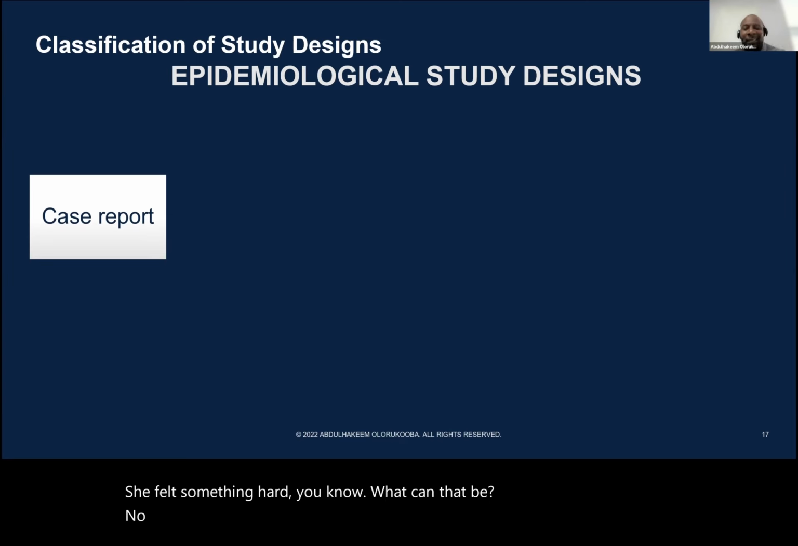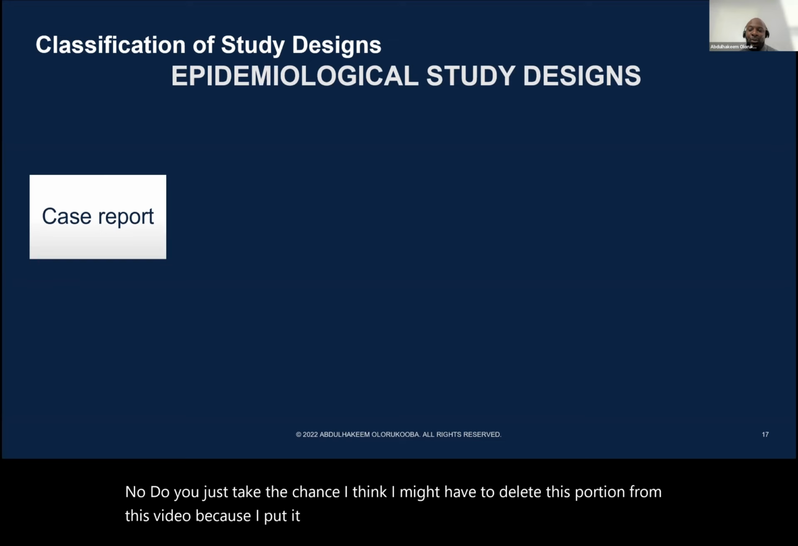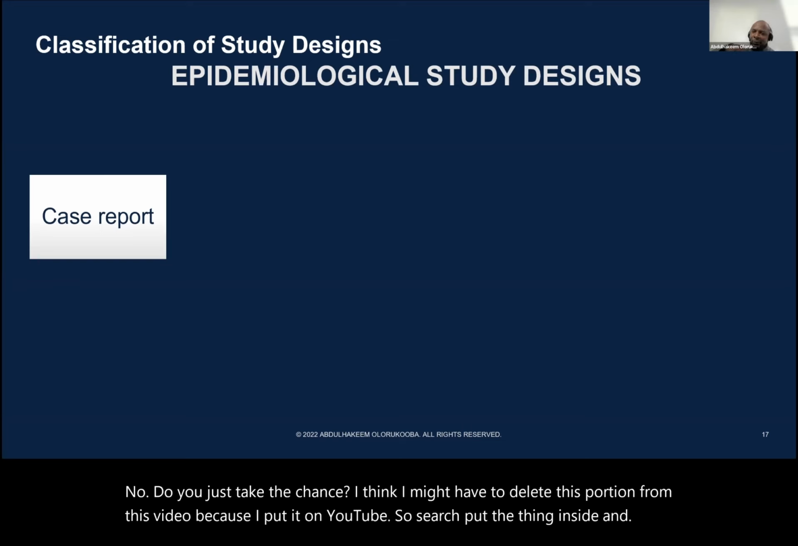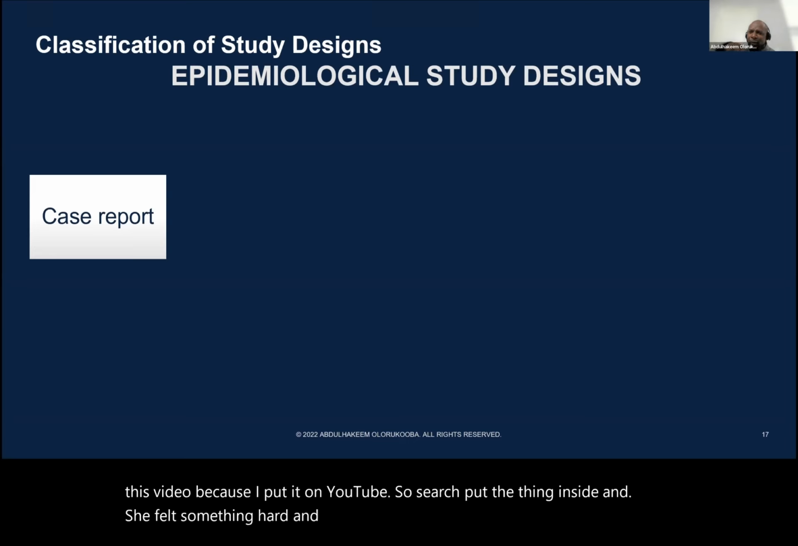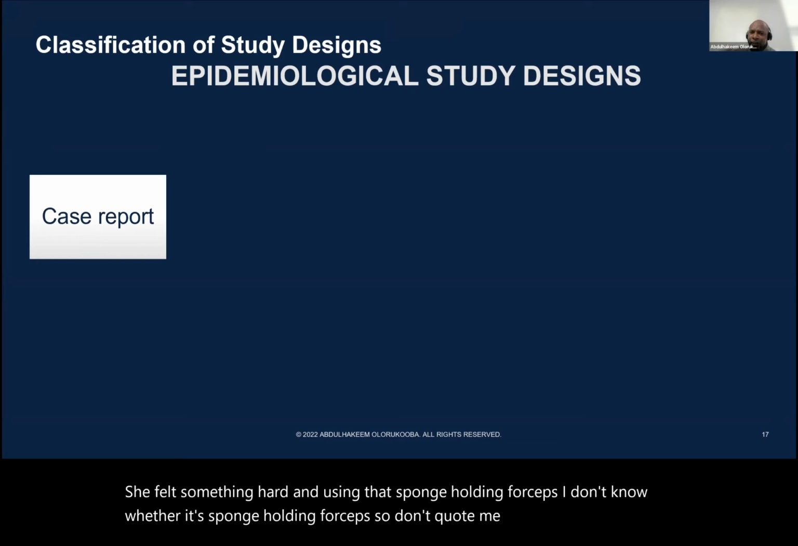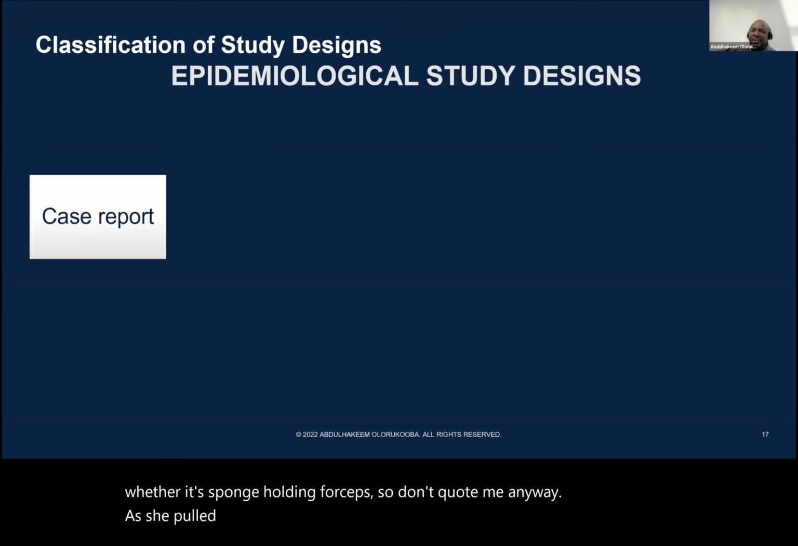Just take the chance. I think I might have to delete this portion from this video because I might put it on YouTube. So she put the thing inside and she felt something hard, and using that sponge holding forceps, I don't know whether it's sponge holding forceps, so don't quote me anywhere. And she pulled, and she just took the chance. If anything is going to happen to her, let's see.